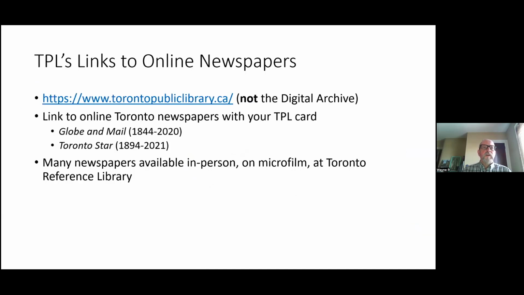The Toronto Public Library also provides links to online newspapers. And these online newspapers are not accessed through the digital archive. You have to find them through the homepage for the TPL. And you'll link to two online newspapers with your TPL card: The Globe and Mail, running from 1844 to 2020, and the Toronto Star, running from 1894 to 2021. And it's good to know that many newspapers are held by the TPL and they're only available in person on microfilm in the basement of the Toronto Reference Library.